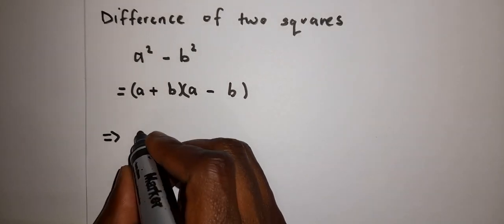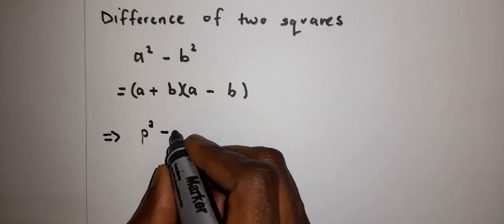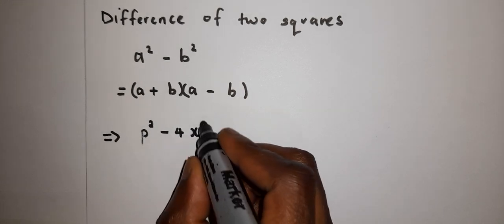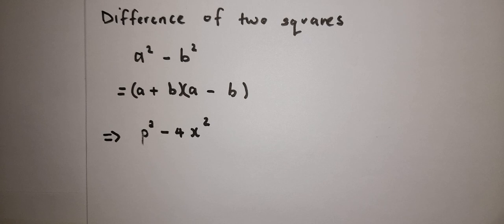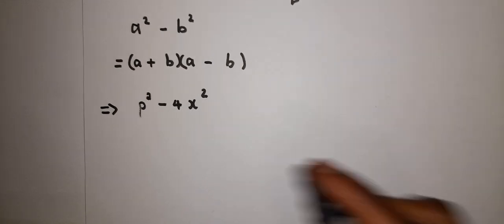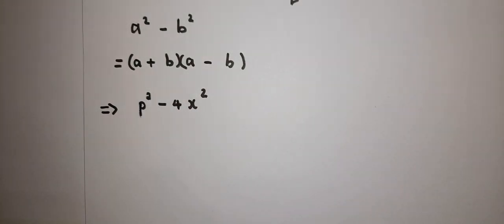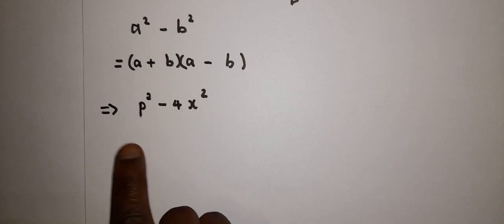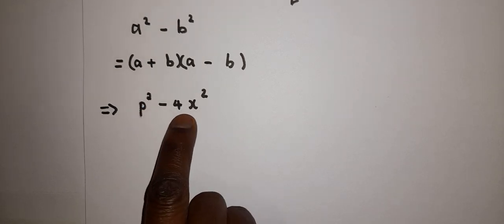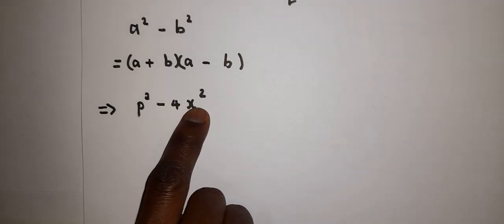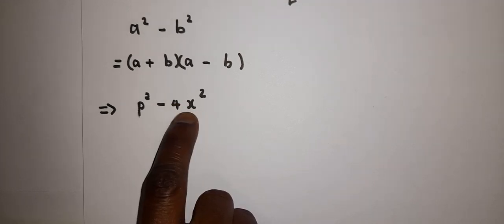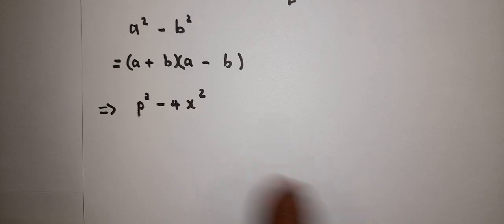We have p squared minus 4x squared. Right, from a distance one would see that this is definitely a difference of two squares because we have a square which is p squared. We also have a 4, although it's not written as a squared, it is a perfect square, and then we have x squared. Right, this is a term which is also a perfect square.